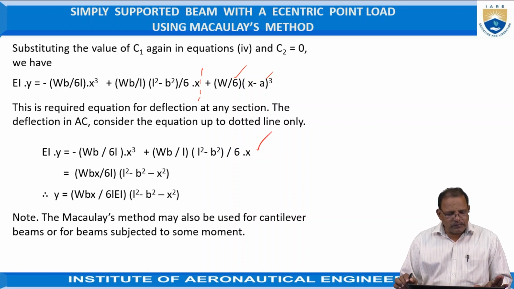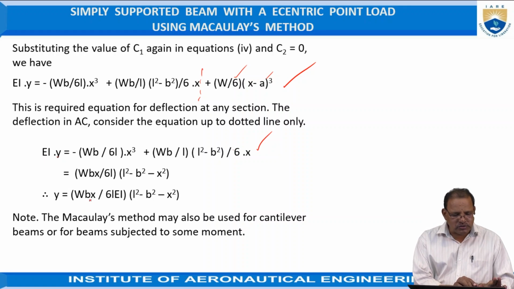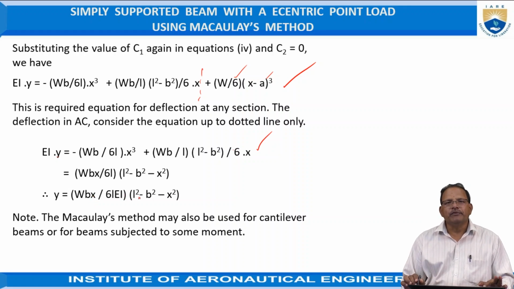Now, from this relation, I'm substituting the values here. The value of Y is given by this relation, so we get Y is equal to, this value can be taken in the denominator. Finally, on simplification, Y is equal to W by X divided by 6LEI into L square minus B square minus X square. This is the Macaulay method, also used for cantilever beams for determination of slope and deflection at any point.